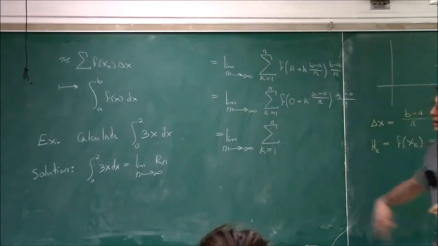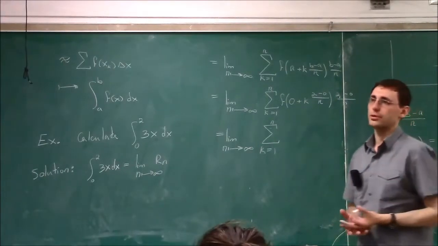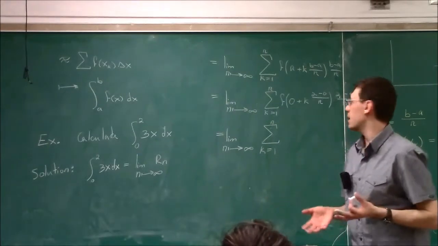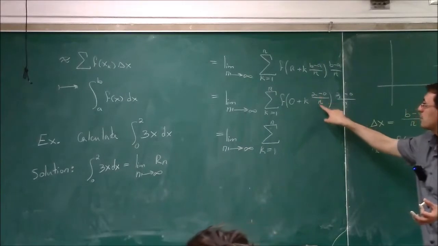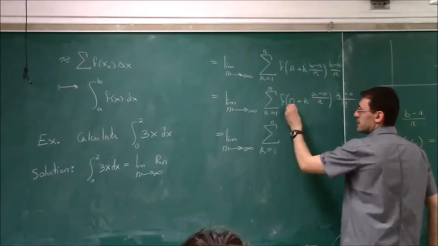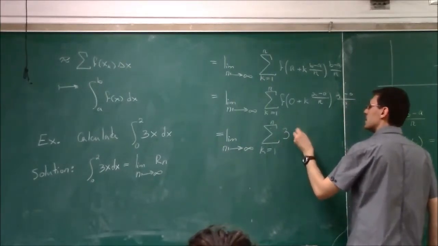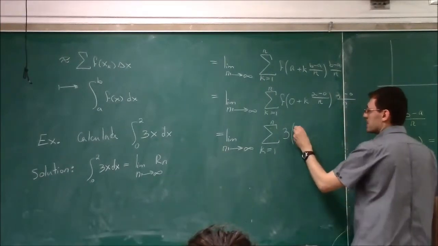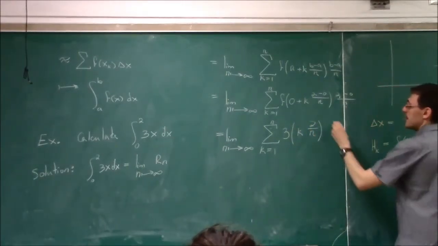What is f doing to the input? What is the function here? 3x. That means the function does what to the input? Wonderful. I couldn't have said it better. It multiplies the input by 3. The input looks like 0 plus k times 2 over n. So instead of f, 0, by the way, you don't need to write. So this would be just 3 times, I'll put it in parentheses just for safety, k times 2 over n, times 2 over n.